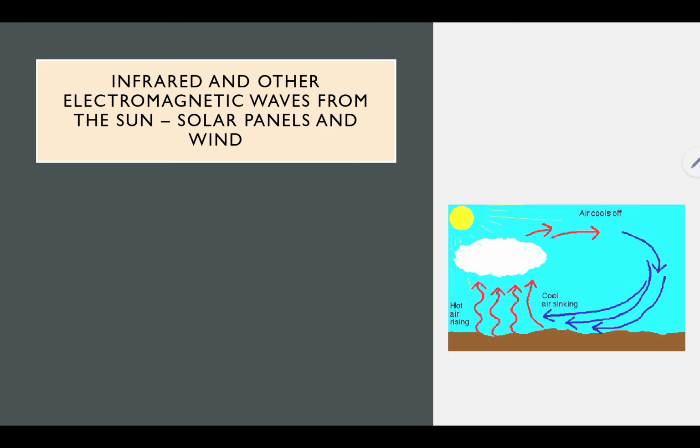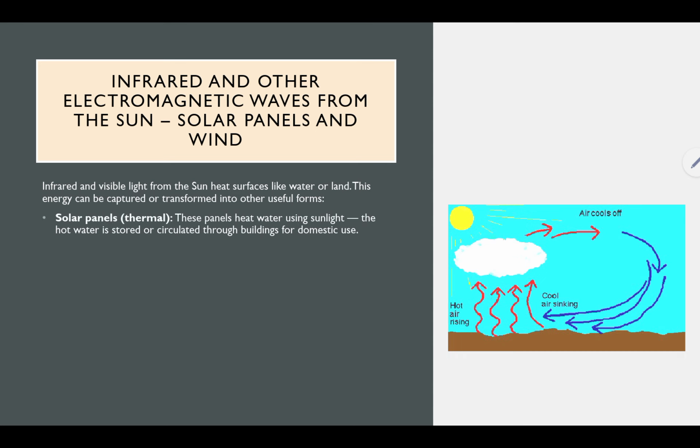Next, we have infrared and other electromagnetic waves from the sun, used for solar panels and wind. Infrared and visible light from the sun heats surfaces like water or land, where energy is captured or transformed into other useful forms. Solar panels use the heat. Solar panels heat the water using sunlight. The hot water is stored or circulated through buildings for domestic use.